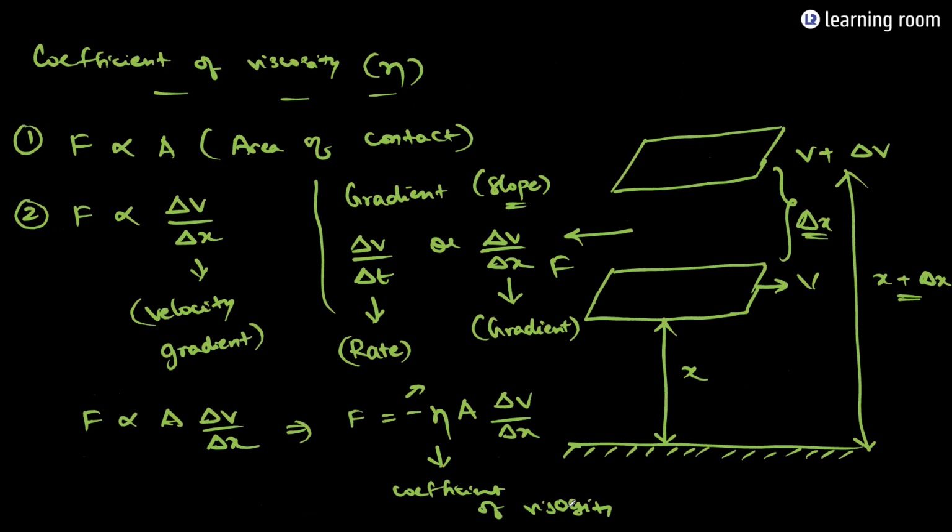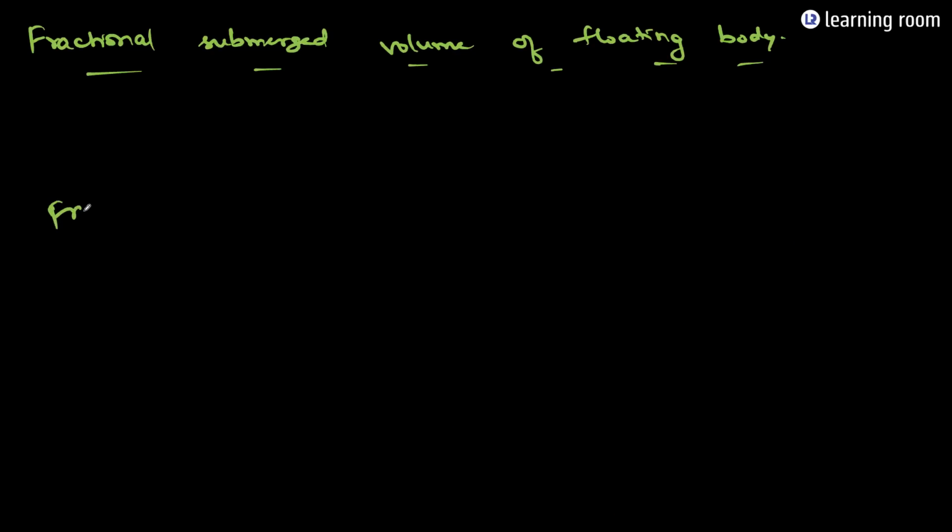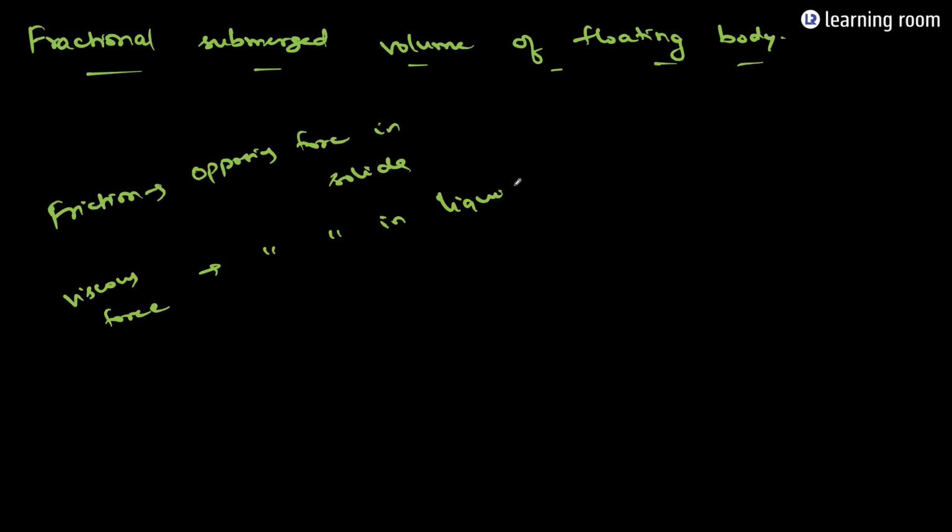If I have to answer in very simple terms, friction is an opposing force in solids. Viscous force is an opposing force in liquids. That's it. So it has the same functionality as friction, except that friction acts between the layers of two solids, whereas viscous force acts between the layers of liquid. Are you able to understand this?